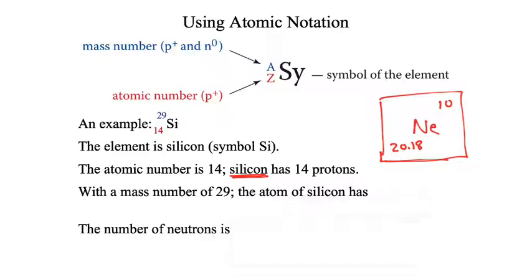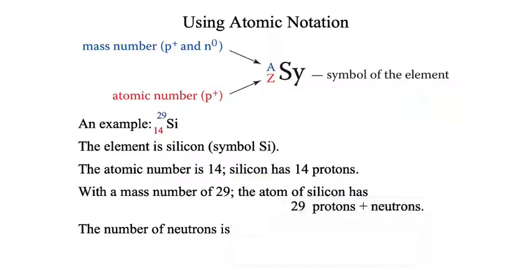Which I think was just a sidetrack, or a tangent, right? We don't have any questions about what's up on the board right now? Okay. So, with a mass number of 29, what do we know? It has 15 neutrons. How did you get 15 neutrons? Subtracted 14 from 29. Okay.